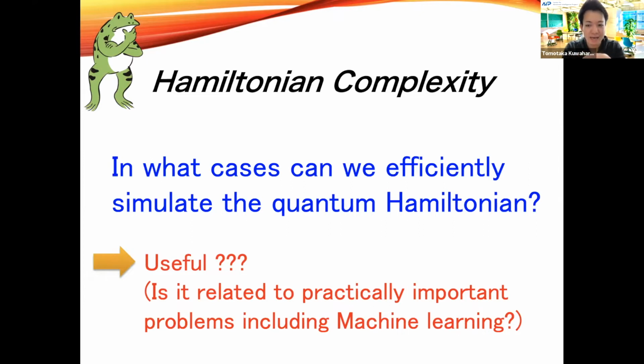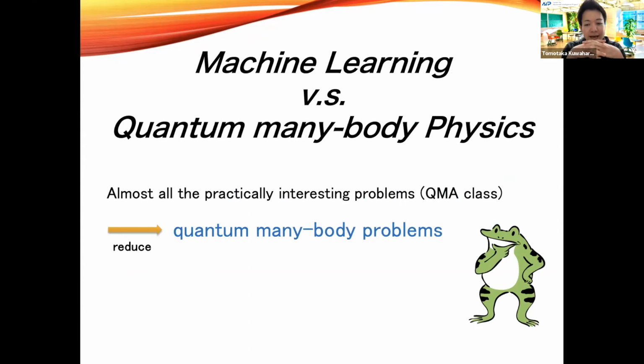By the way, some of you may wonder why Hamiltonian is important. Hamiltonian is a physical concept. You may think I am now attending the seminar in RIKEN Advanced Intelligence Project. So yes, is it related to practically important problems, including machine learning? To answer the question, my answer is yes. Machine learning and quantum many-body physics are connected in very deep ways. I want to note that the earliest neural network, the Boltzmann machine, is based on statistical physics.